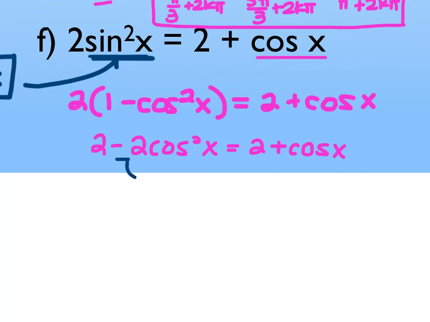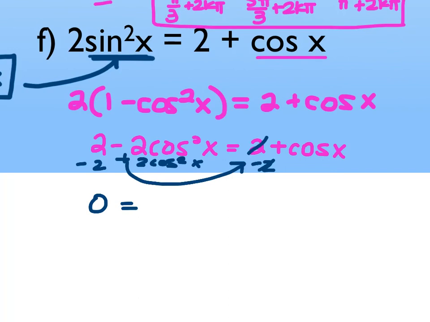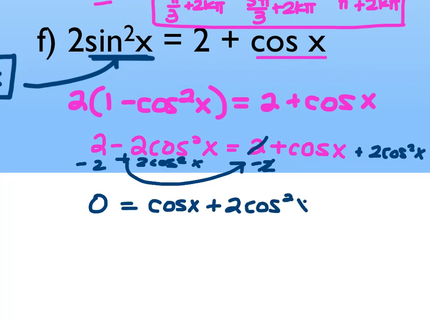Because this is negative, I'm actually going to move everything to the right side. So subtract the 2 and add the 2 cosine squared x. And I get 0 equals 2 minus 2 cancels. And I get cosine of x plus 2 cosine squared x.